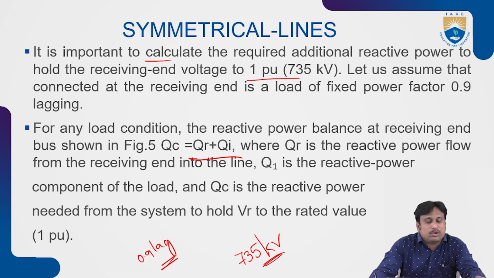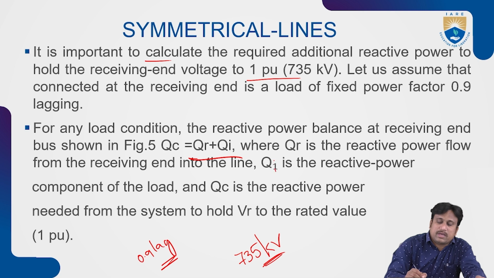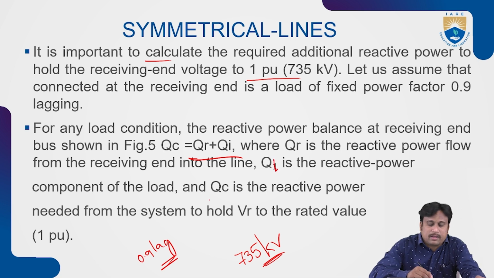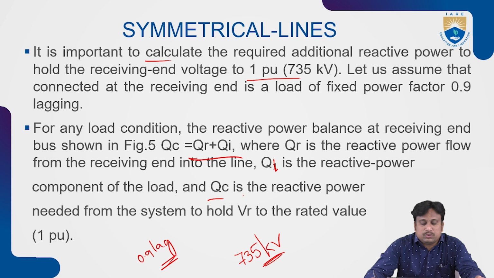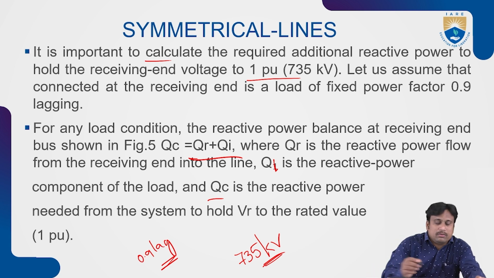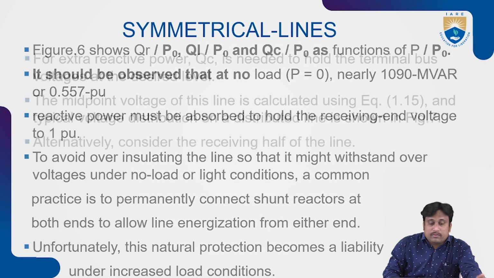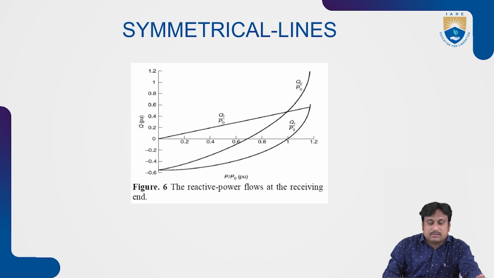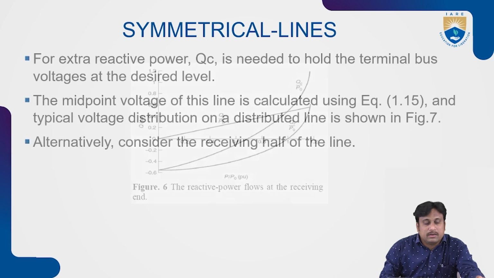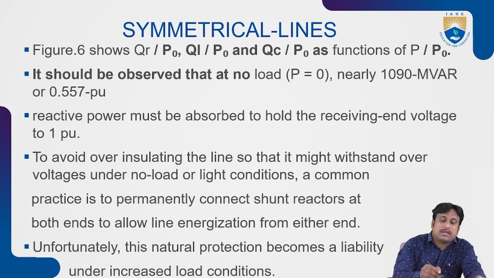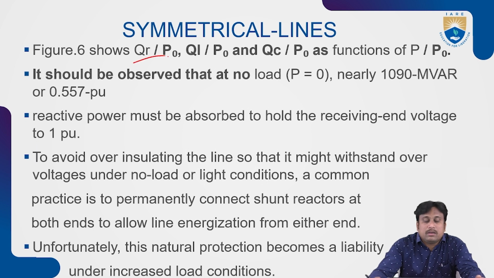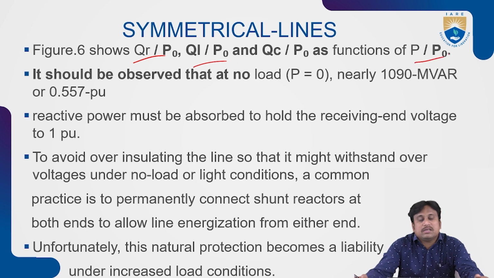Here QR is the reactive power flow from the receiving end into the line, and QL is the reactive power component of the load. QC is the reactive power needed from the system to hold VR at the rated value, which is about 1 per unit. So here we will represent the diagrammatic case, where the reactive power flows at the receiving end. From that analysis, the reactive power at the receiving end, QR by P naught, QL by P naught and QC by P naught, as a function of P by P naught, is considered.